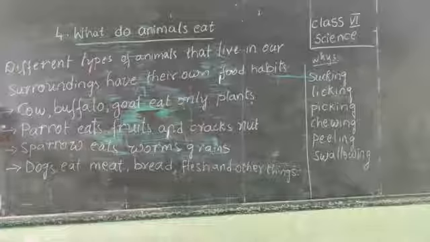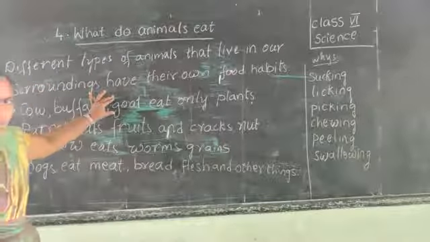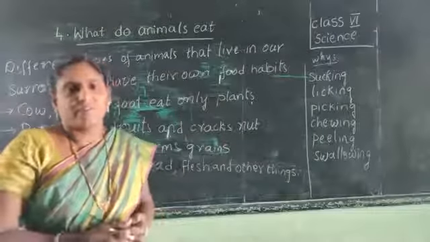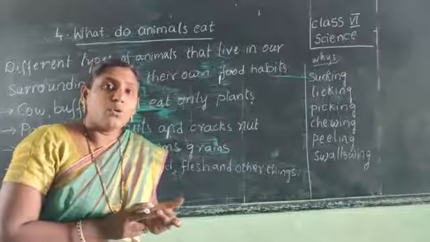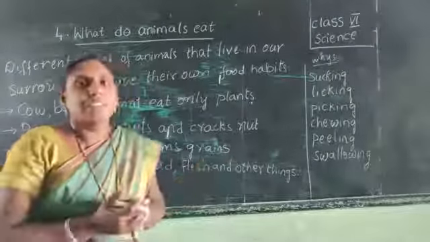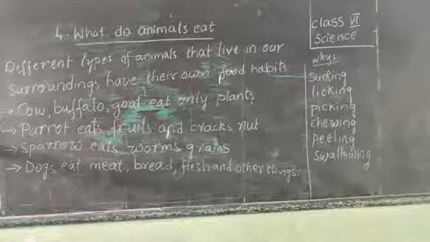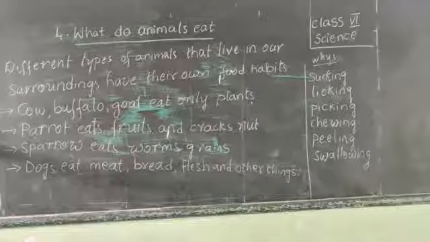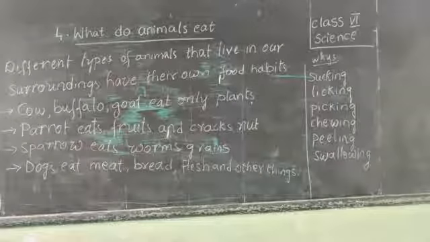For example, let us consider some animals like cow, buffalo, goat. These are animals we see in our surroundings. Next, parrot eats fruits and cracks nuts. Parrot, a very beautiful bird. It eats fruits and cracks nuts.